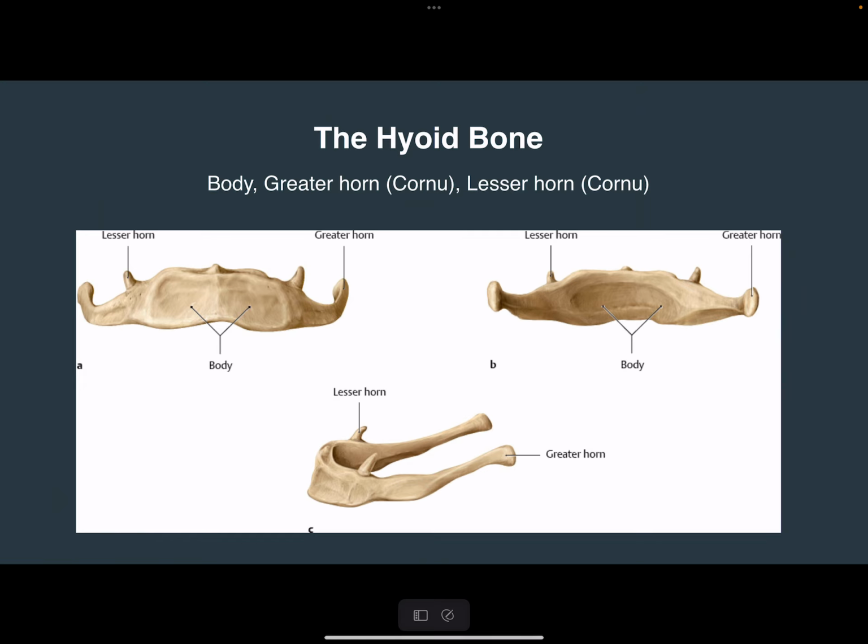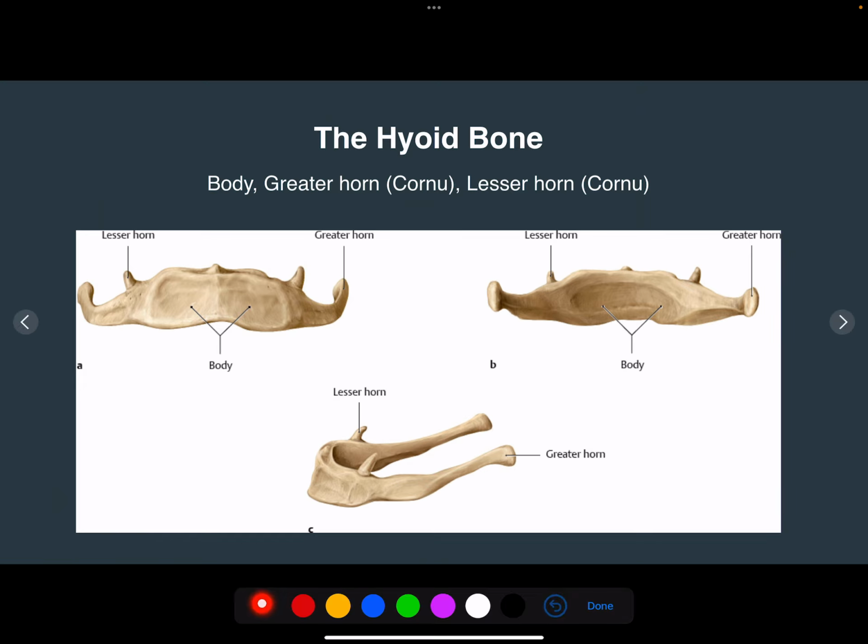Okay. Hyoid, we have three areas. We have a lesser horn, a greater horn, and a body. That's all you got to know about the hyoid.